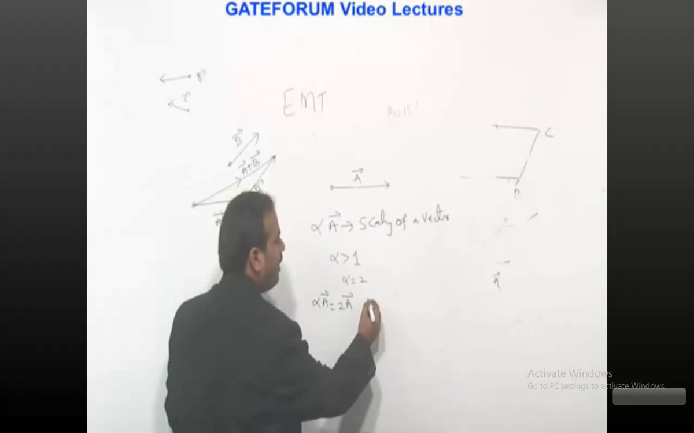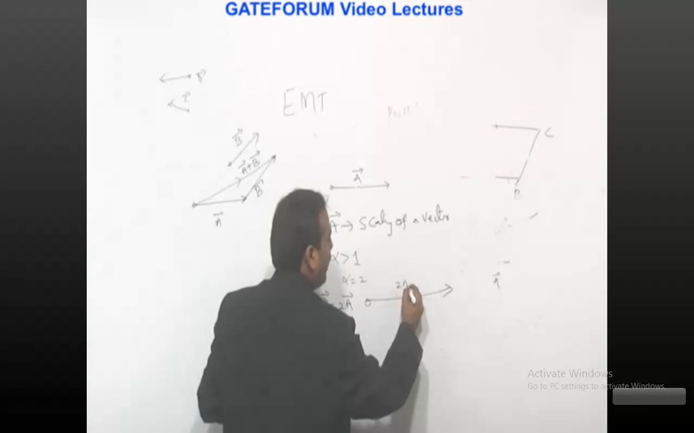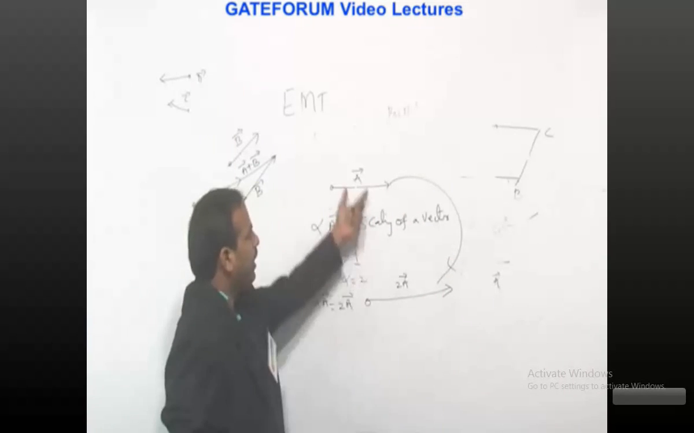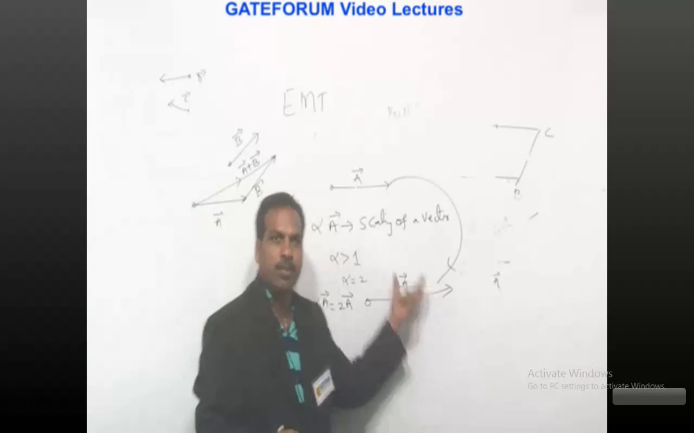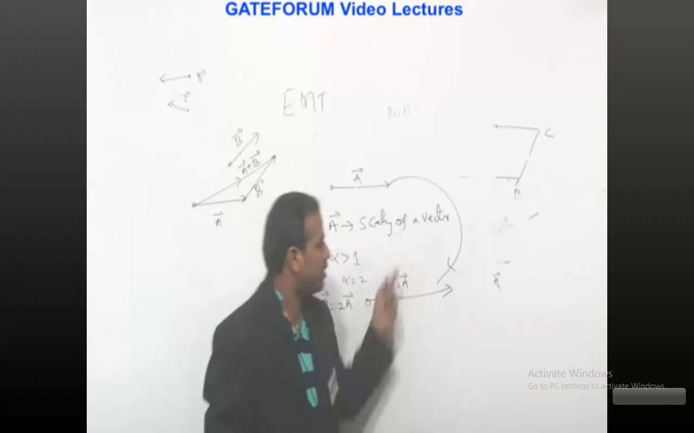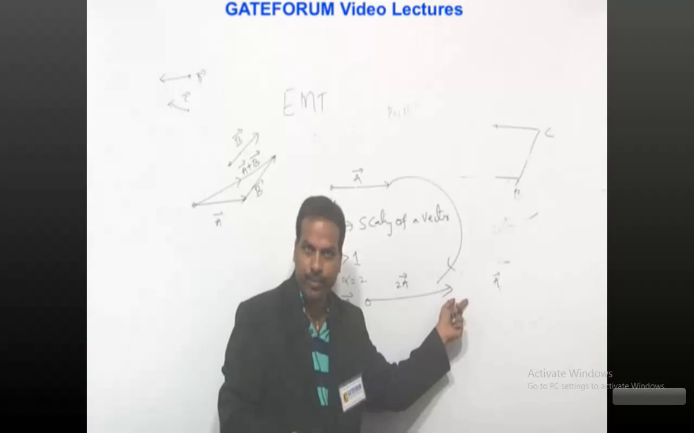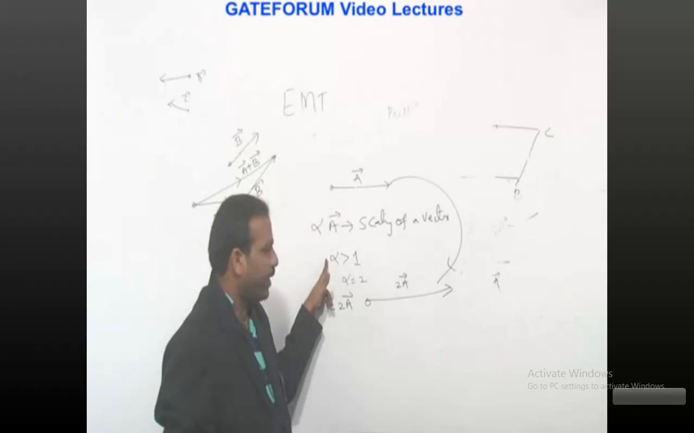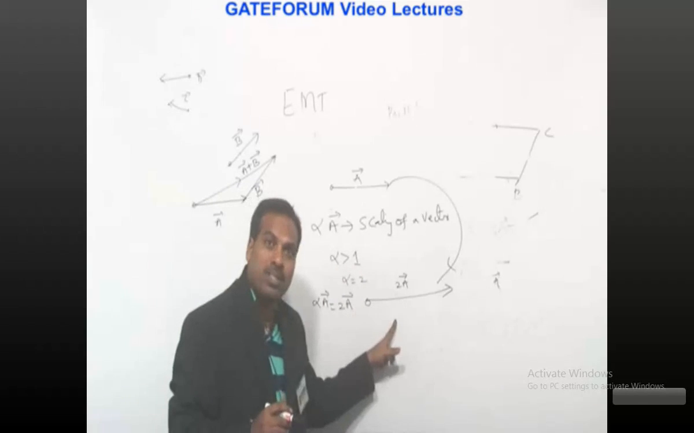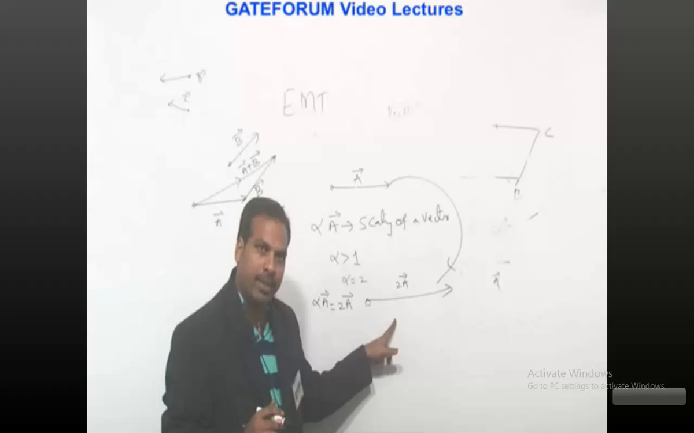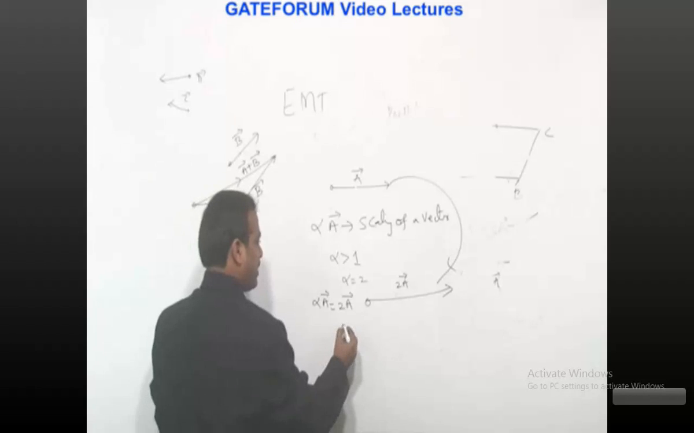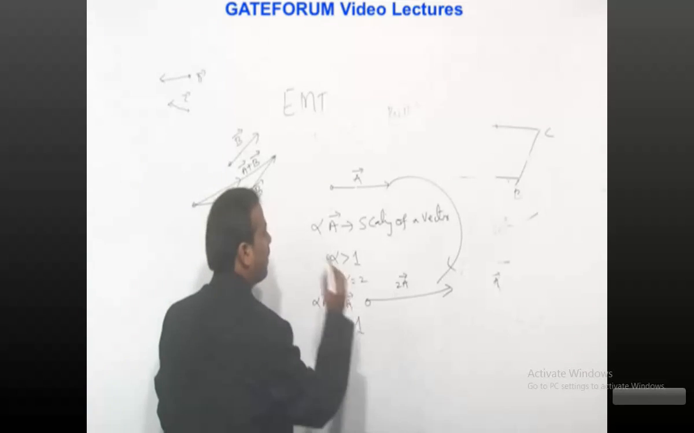Our 2 A bar will be like this. When you compare these two, you can see this vector's length is 2 times the original vector, but there is no change in direction. It is oriented in the same direction. So when we take an alpha greater than 1, any value greater than 1, it always increases the magnitude of the vector, but it will not affect its direction.